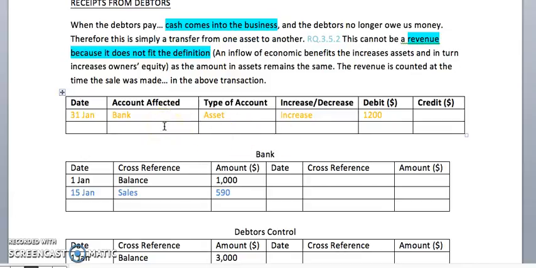That means on the other side, we've got debtors control. This is also an asset. However, this is decreasing. They no longer owe us this amount of money anymore, so we need to decrease the amount in that account. If we're decreasing an asset, it's 1,200.